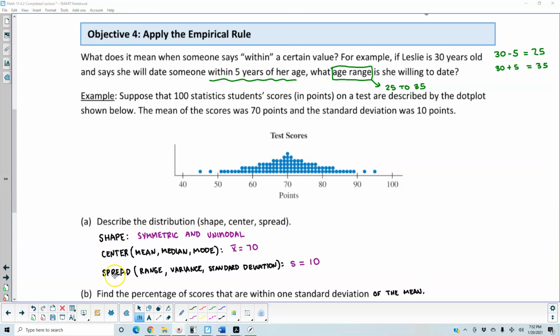And then what is the spread? Well, the spread is the range, the variance, or the standard deviation. It's given that the standard deviation is 10, so S is equal to 10, and you can see the difference. From 40 to 50 is 10, 50 to 60 is 10, and so on.